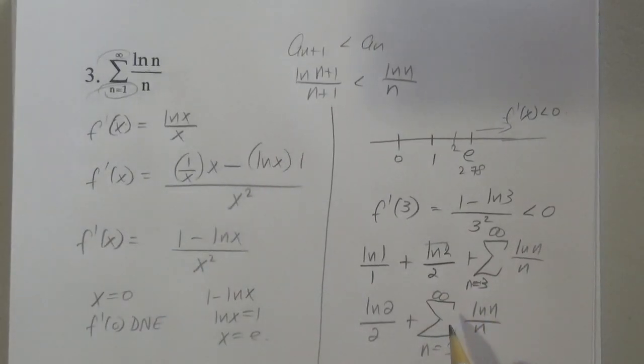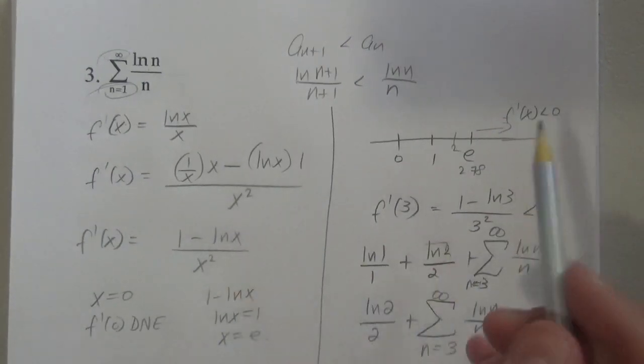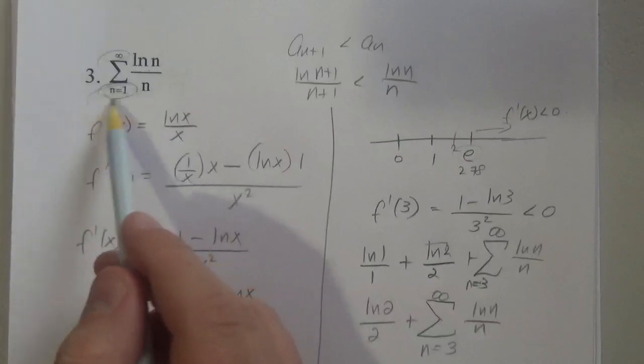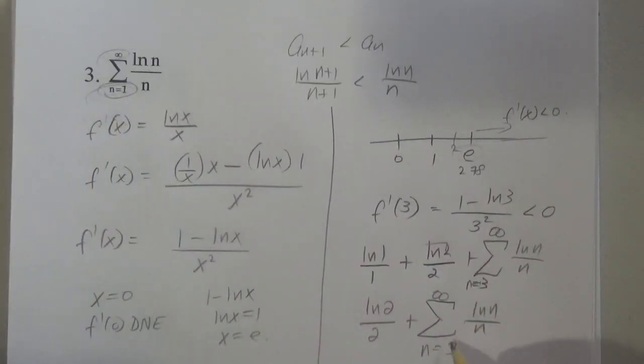Well, my series is decreasing for every n beyond 3. Really, it was beyond e, but we only do integer values here. So that's why I'm saying it's decreasing beyond 3. If I just add one little small number, ln of 2 over 2, which is not going to be that big, it's not going to change the fact that this thing is decreasing on so much more of the series.